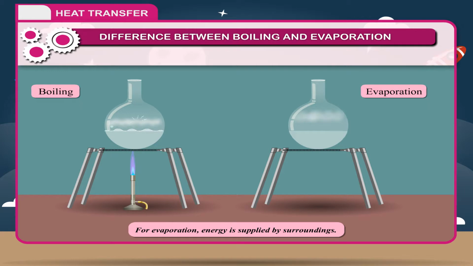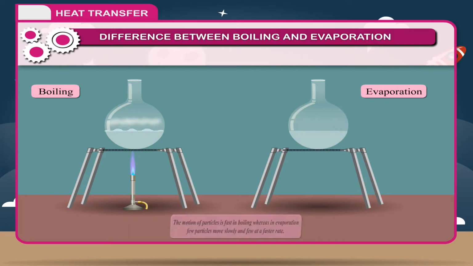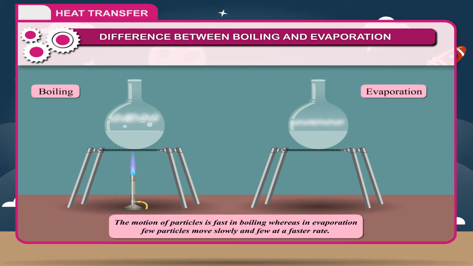For evaporation, energy is supplied by the surroundings. For boiling, a source of energy is needed. Boiling occurs rapidly, whereas evaporation occurs slowly. The motion of particles is fast in boiling, whereas in evaporation, few particles move slowly and few at a faster rate.